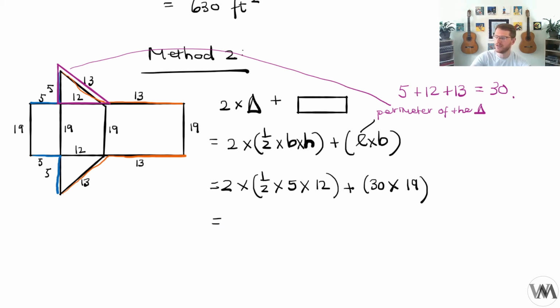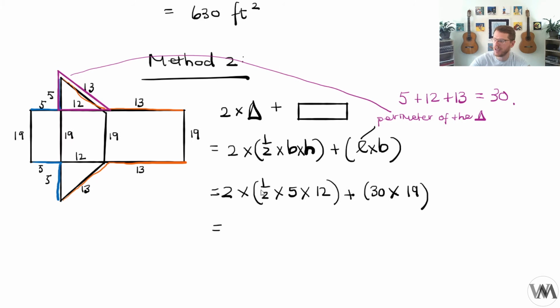Calculating these values, I'm going to again get here 2 times half times 5 times 12 will give me 60, because half times 5 times 12 gives me 30, times 2 gives me 60, plus 30 times 19, which gives me 570. Adding these two numbers up will give me 650 square feet, which gets me to the same answer.